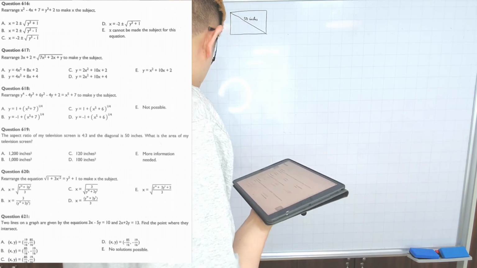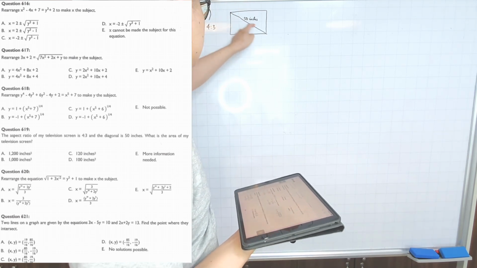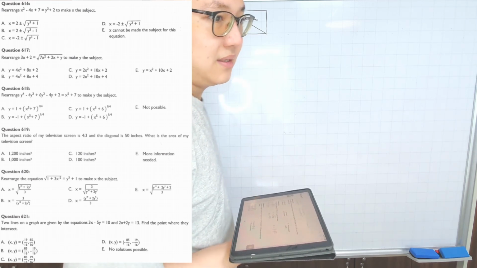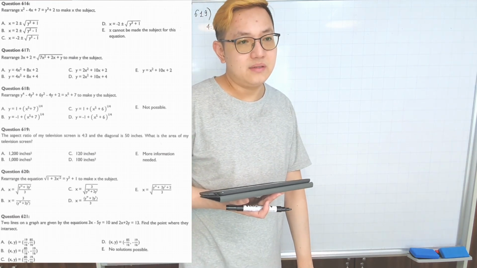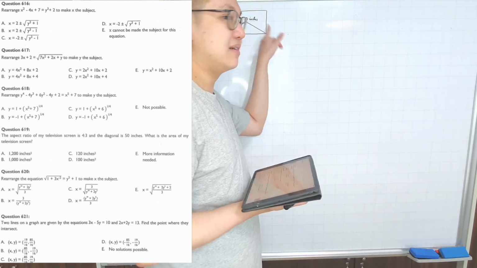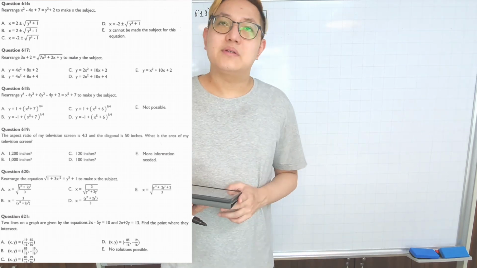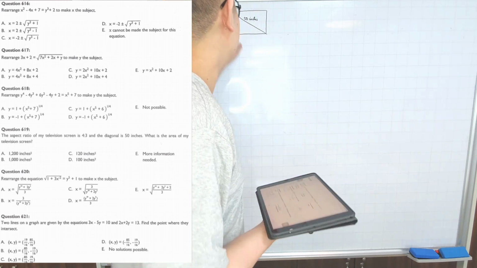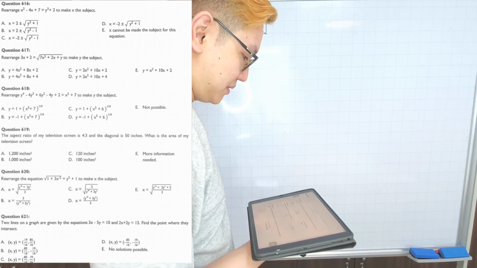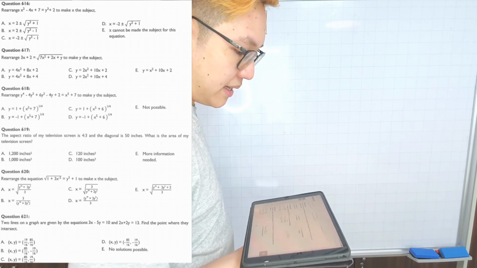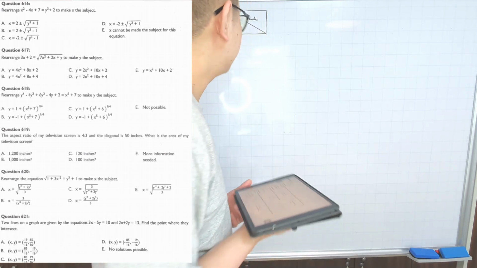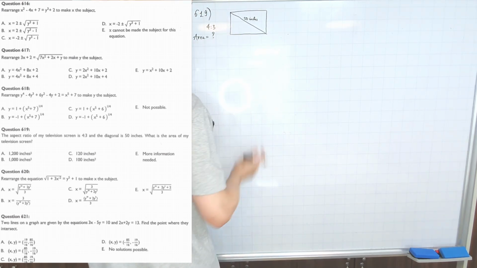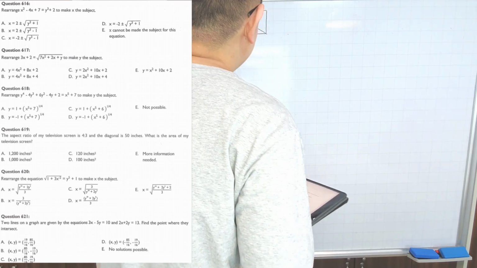Diagonal is like the oblique line connecting like this. Like a TV screen or a computer screen, ten-something inches, they also take this line. Like laptop, 17 inch, 15 inch, 13 inch, they take this diagonal. Now, they ask you what is the area of my television screen. Area equal to what? Try to do this one, can you?